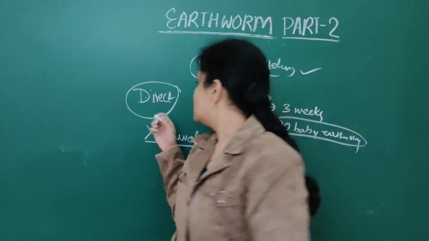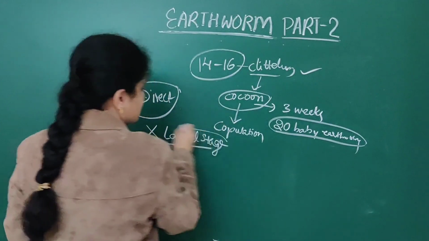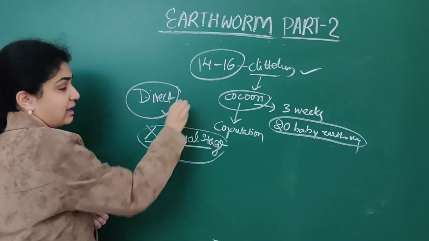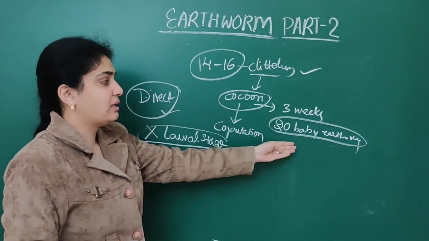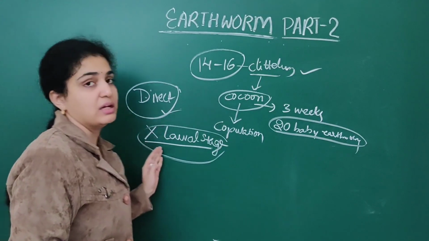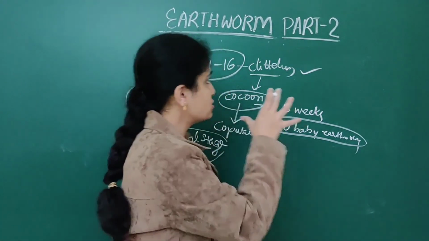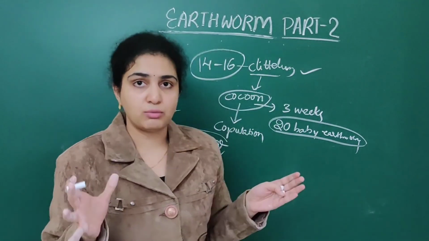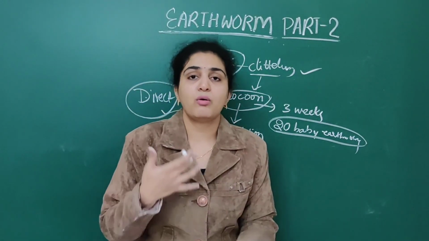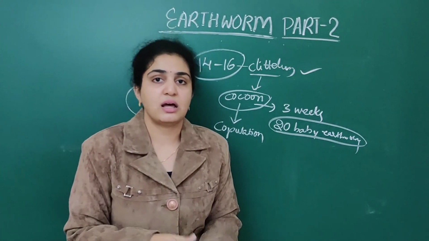Important NEET question. And this is direct development, because it directly gives rise to 20 baby earthworms without any interference of a larval stage. So this is about the earthworm. Next we will see about the cockroach in the next class. Okay.